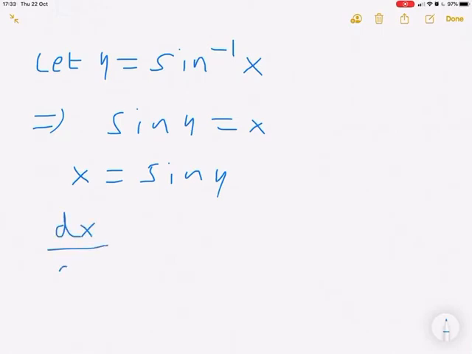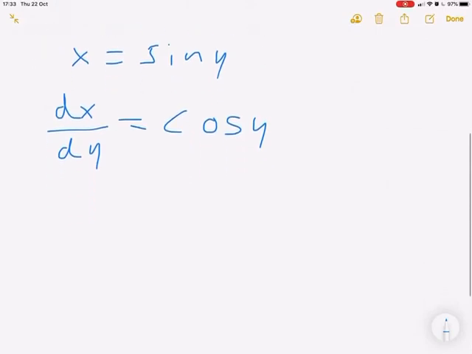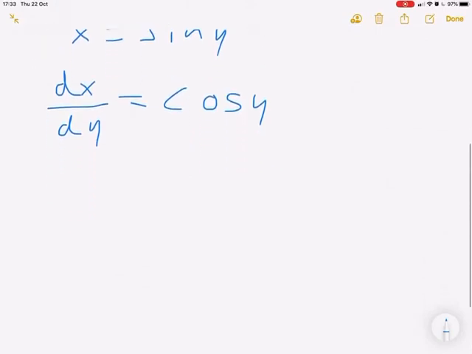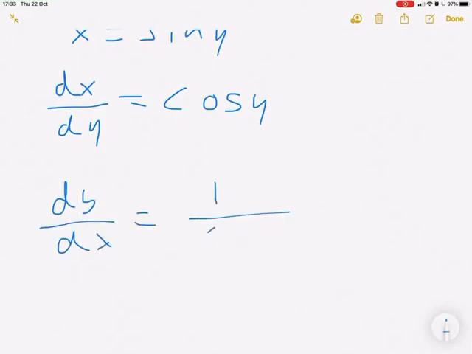So dx/dy, now if you remember how to differentiate trigonometric functions, then you'll know that the differential of sine y is simply cos y. Okay? Now, what you want to do with that is you want to turn it on its head. So you want dy/dx. And to do that, all you have to do is write dy/dx is 1 over cos y.